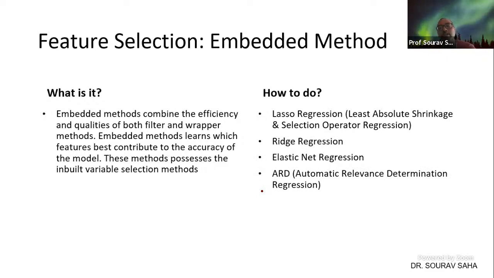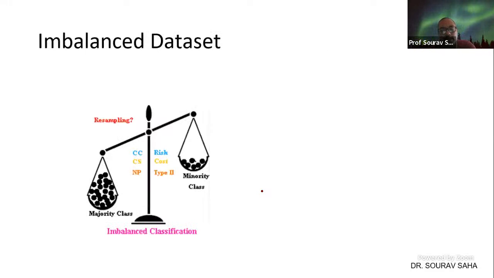Some of these methods are lasso regression, ridge, elastic net regression and automatic relevance determination regression. None of these methods are part of your syllabus, even in advanced machine learning, but again, these are techniques which people use these days.